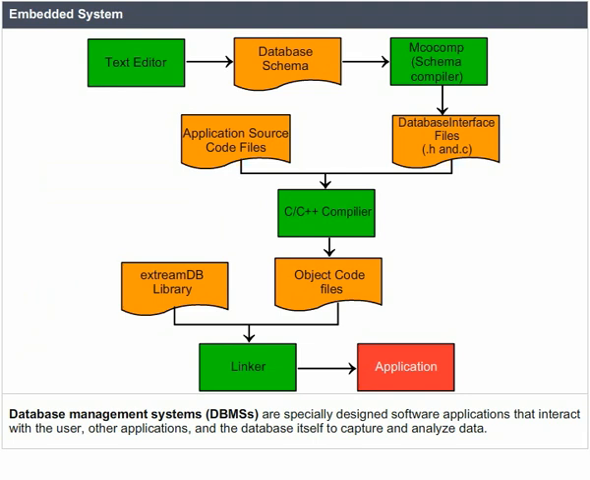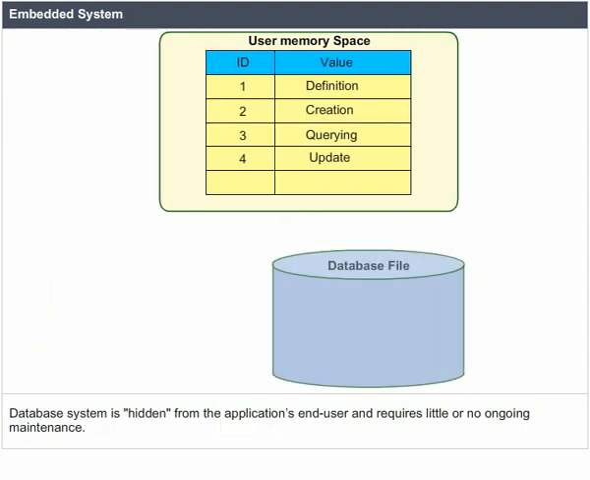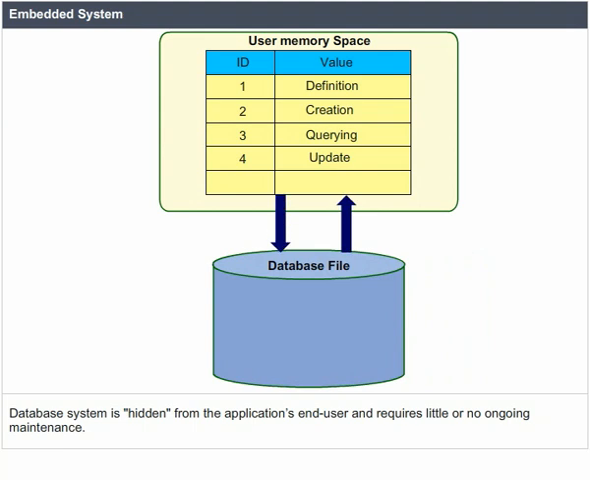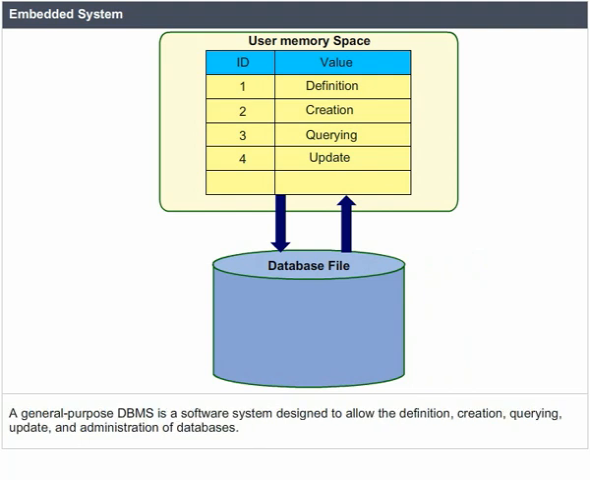An embedded database system is a database management system, DBMS, which is tightly integrated with application software that requires access to stored data. The database system is hidden from the application's end user and requires little or no ongoing maintenance. Embedded database products are used in real-time embedded systems such as telecommunication switches and consumer electronic devices. A general-purpose DBMS is a software system designed to allow the definition, creation, querying, update, and administration of databases.